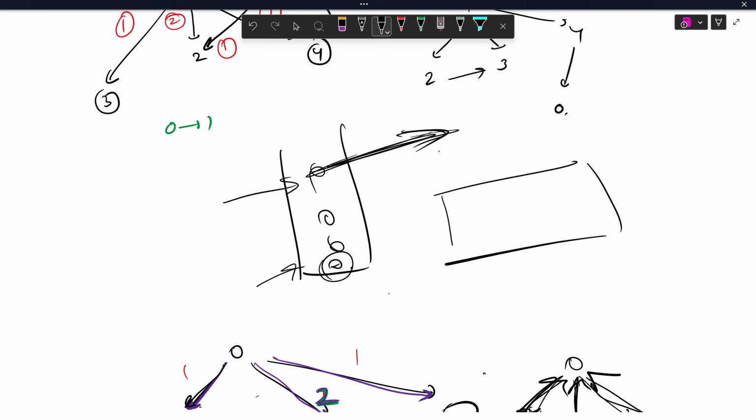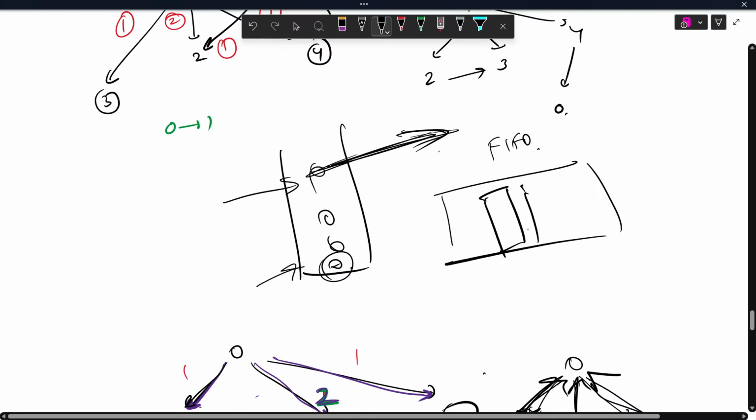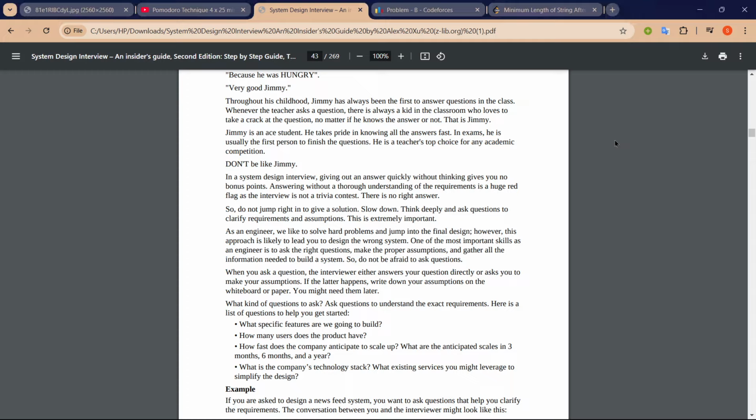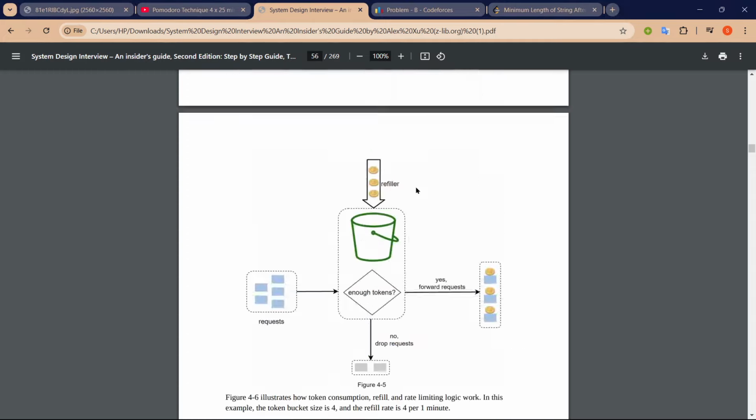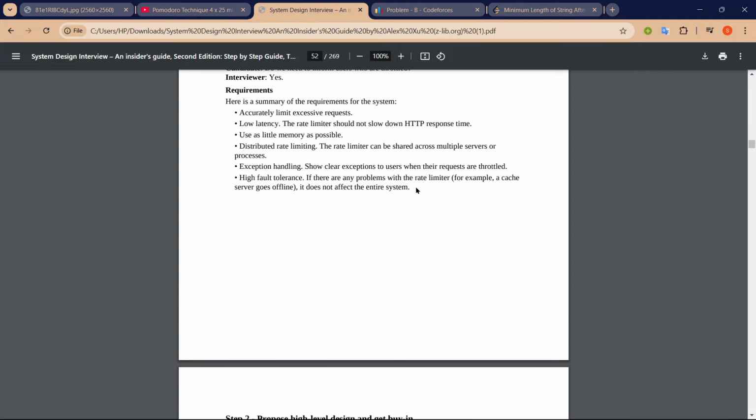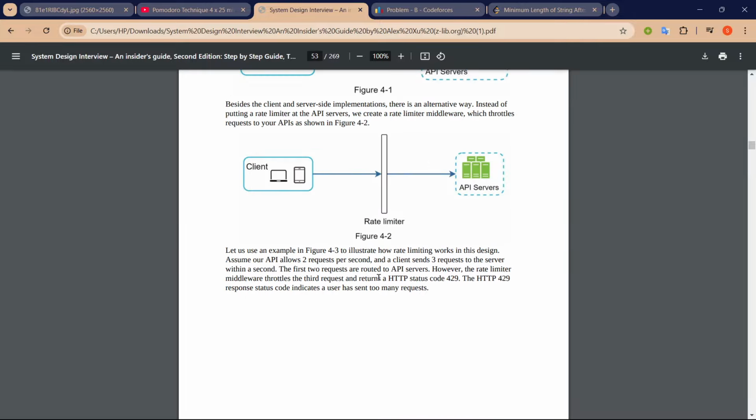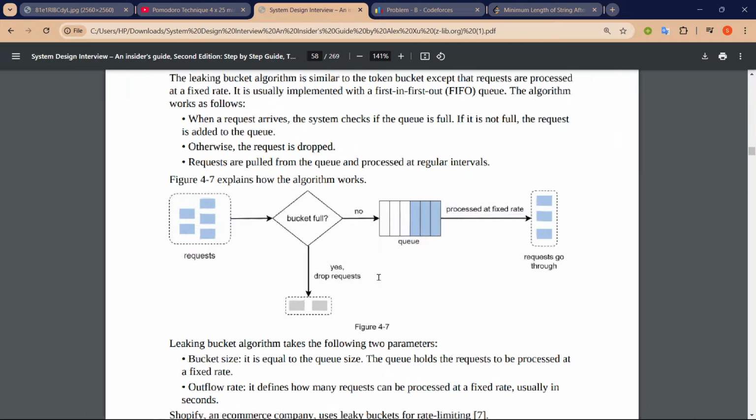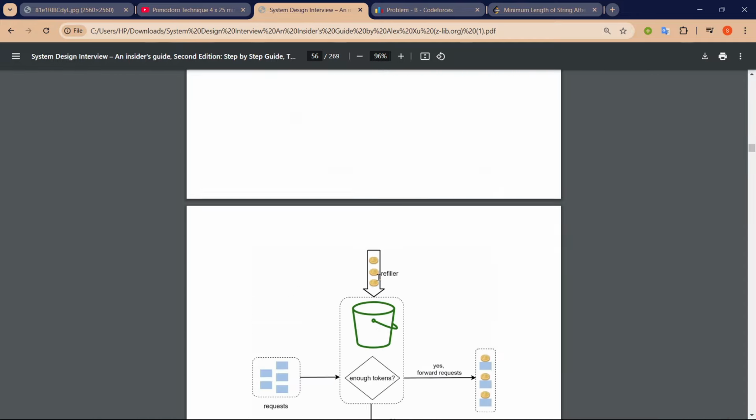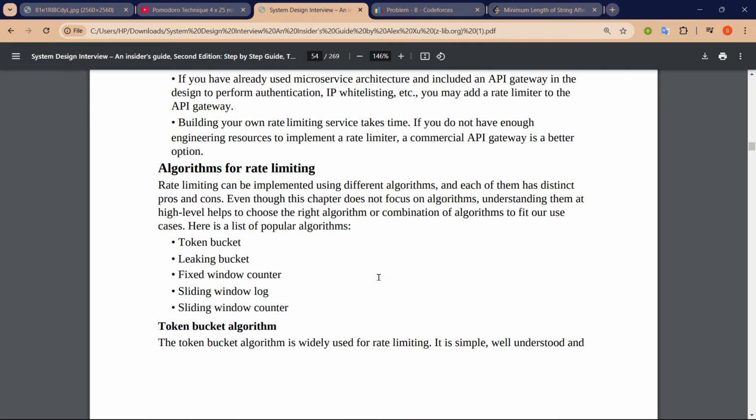After this, we have a queue which follows FIFO. It's just like a bucket, but everything comes out at regular intervals. After that, I stopped. I learned about rate limiting. That was the leaking bucket algorithm, the queue one, and before this, let me just complete this topic fully. Okay.